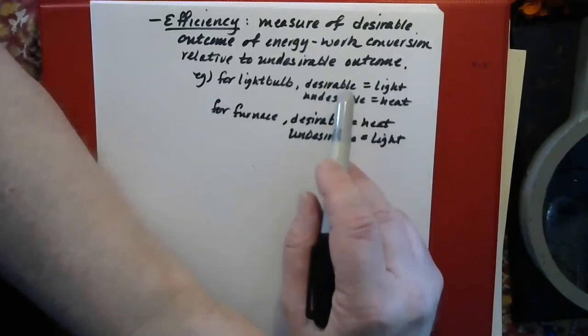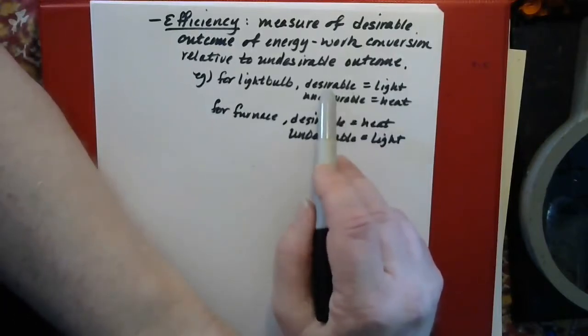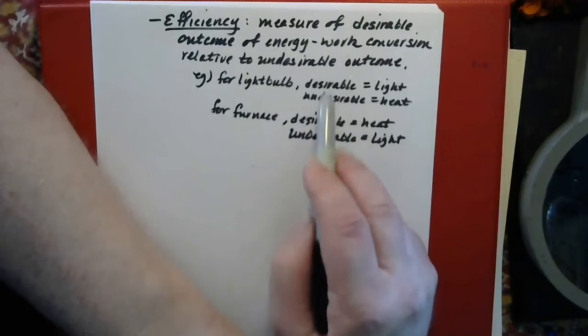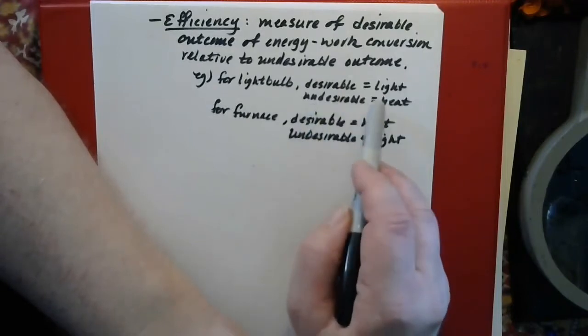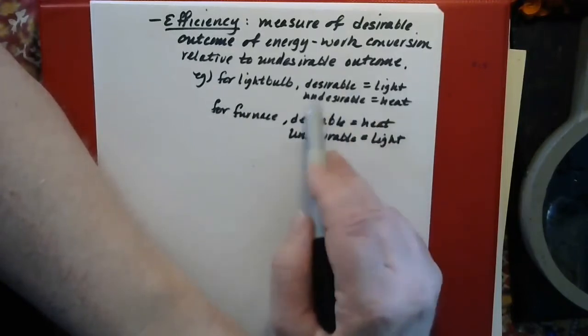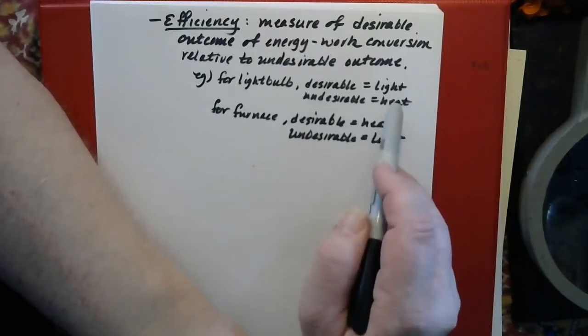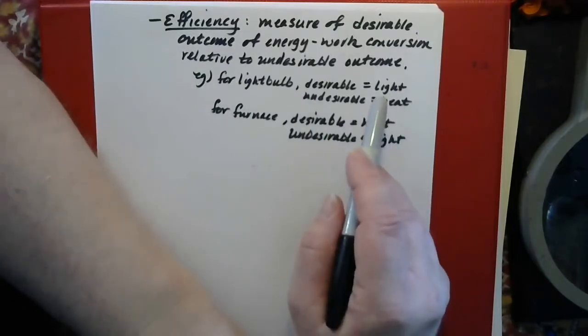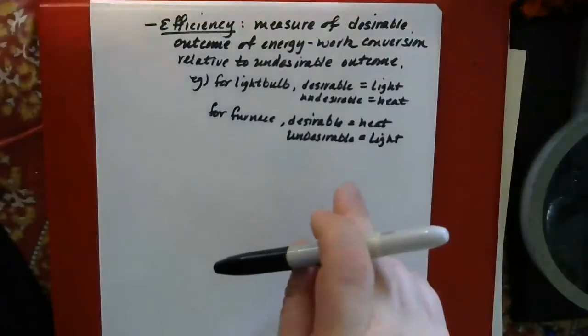On the other hand, something like an LED light, it's pretty much the other way around. About 90% of the energy goes into producing light, and only about 10% goes into producing heat. So those would be considered about 90% efficient.